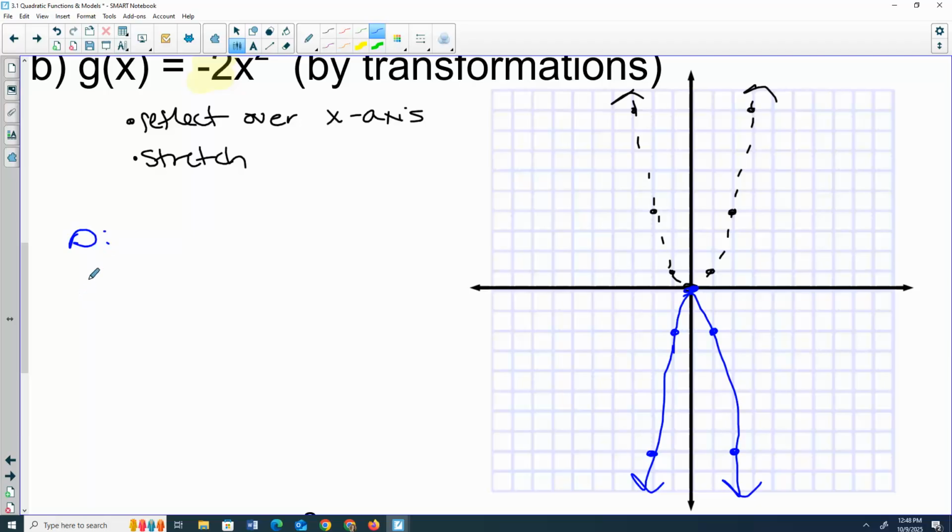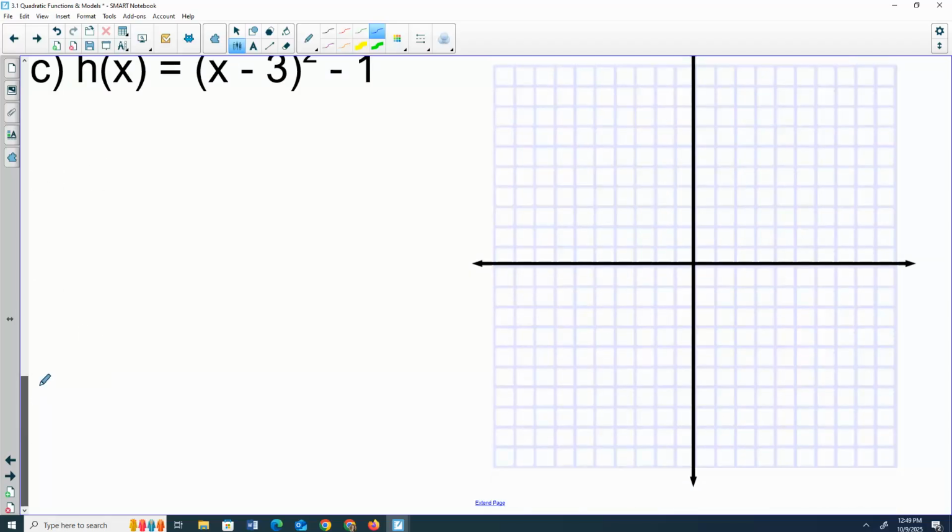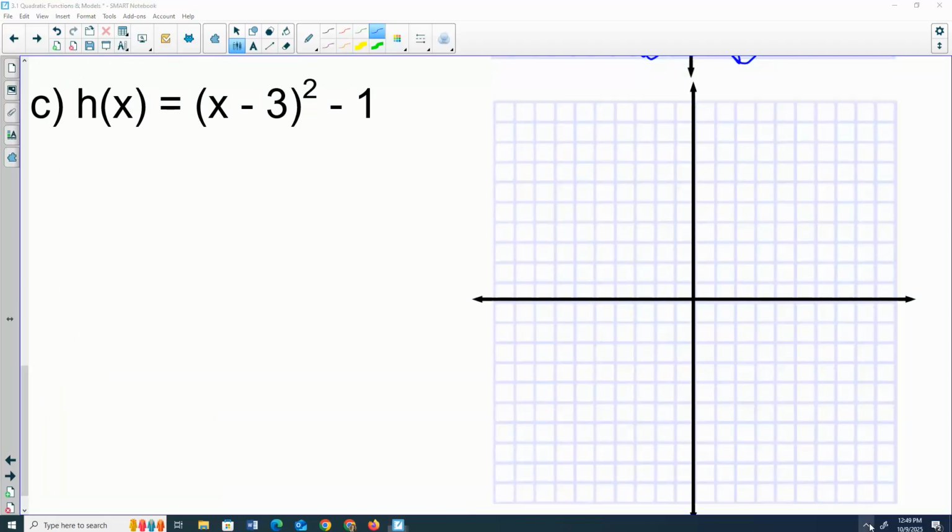Can you tell me domain and range? What's the domain? What would be the range? And the 0, would it have parenthesis or a bracket? I want you guys to do C. So draw your parent function, draw your transformation.